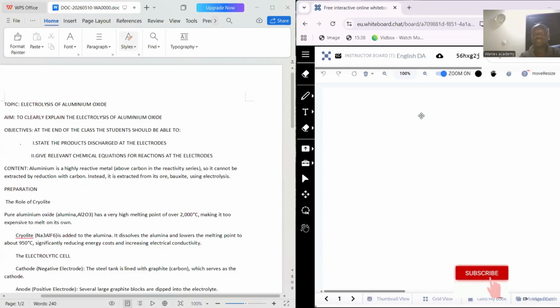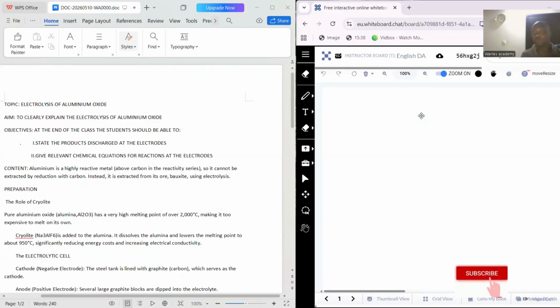In our chemistry class today, we'll be looking at a different topic, and that topic is tagged Electrolysis of Aluminium Oxide. The aim for this class is to clearly explain the electrolysis of aluminium oxide. Then I also have objectives outlined for this class. At the end of this class, the students should be able to, 1, state the products discharged at the electrodes, then 2, give relevant chemical equations for reactions that occur at the electrodes during the electrolysis of aluminium oxide.